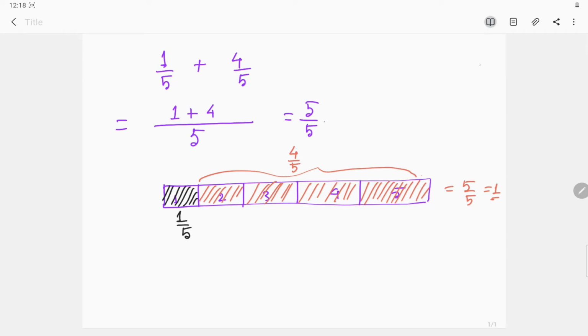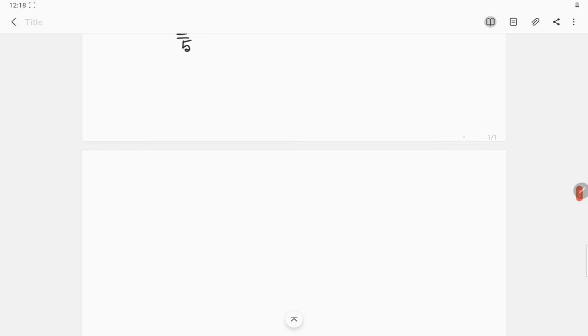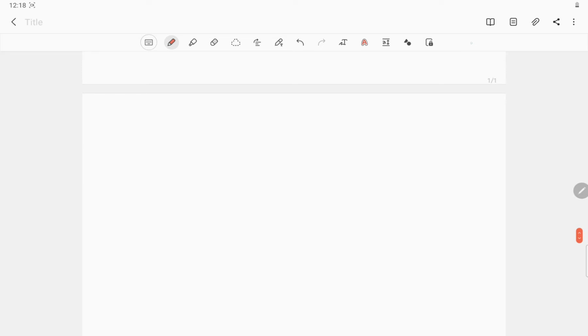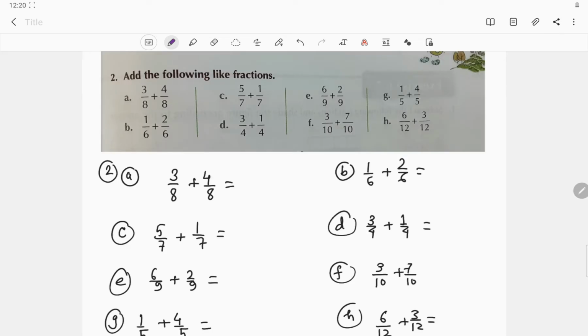So let's start exercise 6.6. Question number 1 we do not need to do, so I will solve only question number 2. Question number 2 says add the following like fractions. Question 2a is 3 by 8 plus 4 by 8. The denominator will be the same, that is 8, and simply add the numerators. Numerators are 3 and 4. So 3 plus 4 gives 7 by 8. This is the sum.